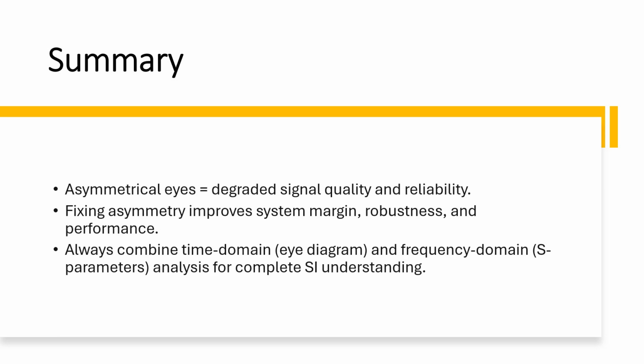So with this, let me summarize my slides. The first point is the asymmetrical eye diagrams. The asymmetrical eye usually degrades the signal integrity quality and the reliability of your system. So fixing the asymmetry of your eye diagram usually improves the signal margin and the system level margins, robustness, and the performance of the signal. It usually reduces the bit error rate, that is, how many bits are being transmitted from transmitter to receiver, and out of them how many bits were in error. So that can be improved.